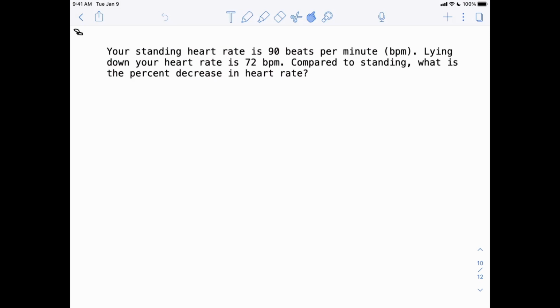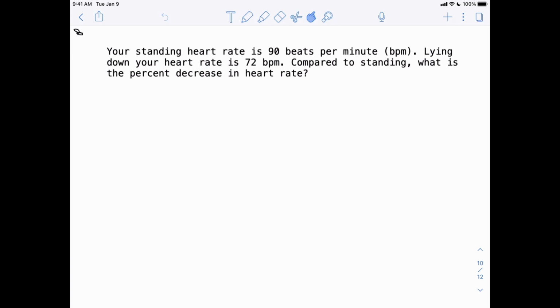So let's get started. We've got a problem here. It says your standing heart rate is 90 beats per minute. Lying down, your heart rate is 72 beats per minute. Compared to standing, what is the percent decrease in the heart rate?